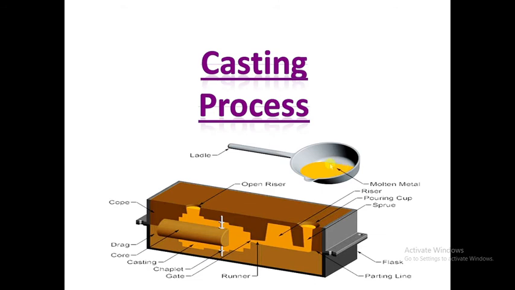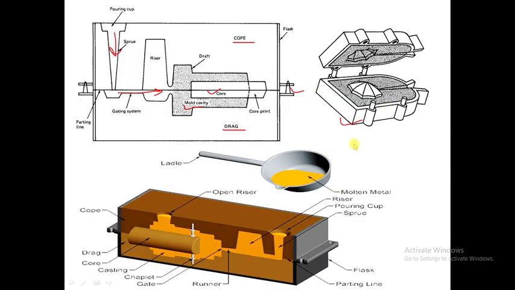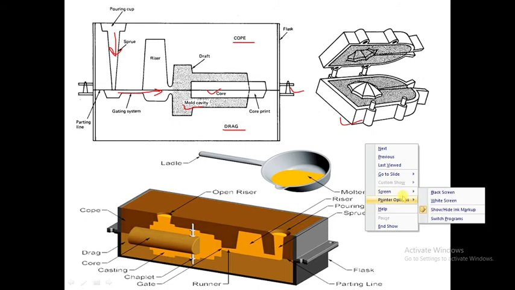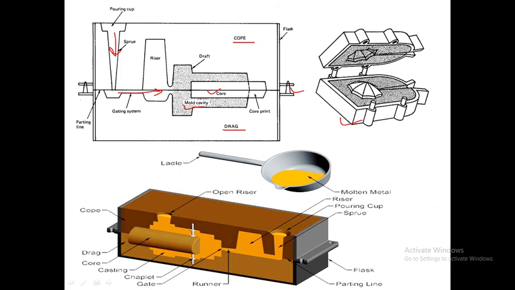Initially, first of all, the pattern making is there. The pattern is the replica of the required part. So the pattern is made, and it is made in two parts. Here you can see the cavity.